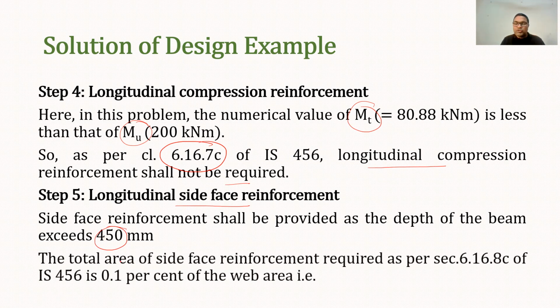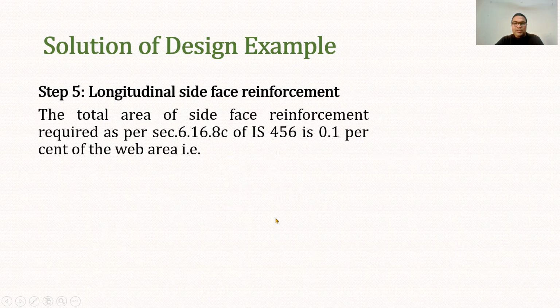Now, what should be the amount of reinforcement that we are supposed to provide as a side face reinforcement? It is mentioned in this clause, section 6.16.8c of the IS code. And as per this section, we provide 0.1% of the web area. Now, as I said, web area is basically the cross-sectional area of rectangular beam. So 0.1% of the web area.